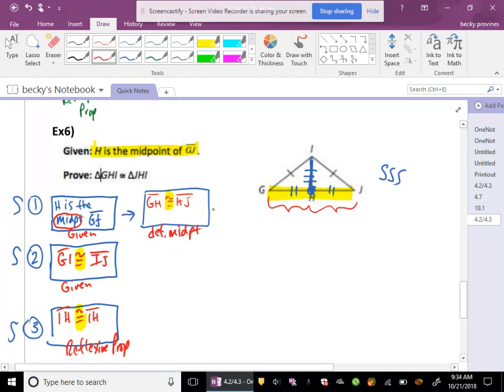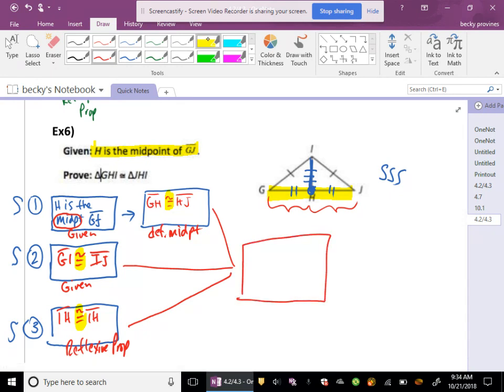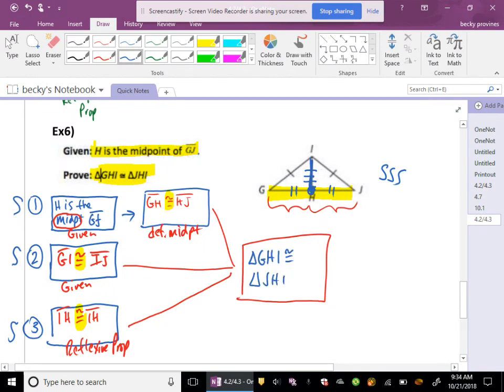So now I get to bring all 3 of these together to write my big congruency statement, which is already listed here for me. So I'm just going to bring it down and write it. So GHI is congruent to JHI. And then underneath, you have to say which of the shortcut methods you used. And I used side, side, side. Okay, so it's a complete proof.